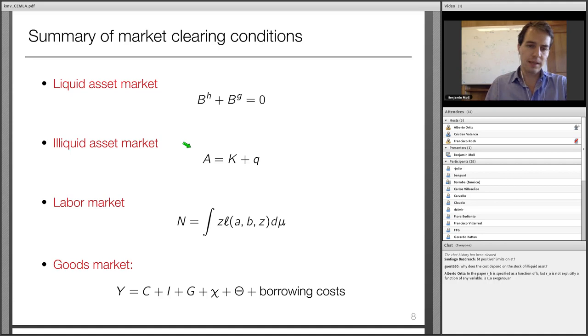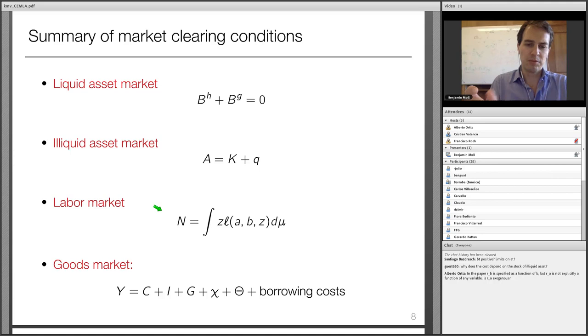The third market clearing condition down here is the labor market clearing condition. That just says that the total labor demand N by firms equals total labor supply. Total labor supply equals the aggregate over the labor supply by households. So that's L here. And L will generally depend on the household's individual state variables, which are illiquid wealth A, liquid wealth B, and productivity or labor income Z. And then you weight it by the labor income, and you integrate over this measure mu here, which is the joint distribution of A, B, Z. So it's a three-dimensional distribution.